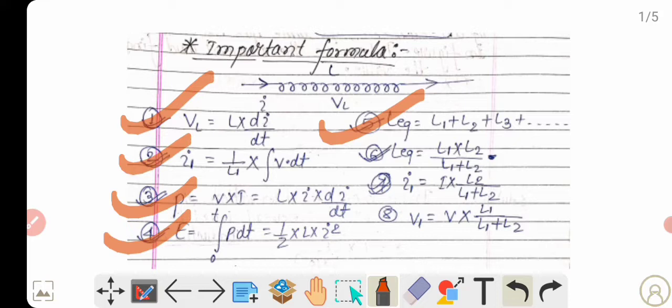This formula gives the current across the inductor L1, according to the current division rule. The value of current across the inductor L1 is equal to I into L2 by L1 plus L2. And if you want to calculate the voltage across inductor L1 by the voltage division rule, then its value will be V into L1 by L1 plus L2. Now, based on all these concepts, we are going to discuss some numerical questions.